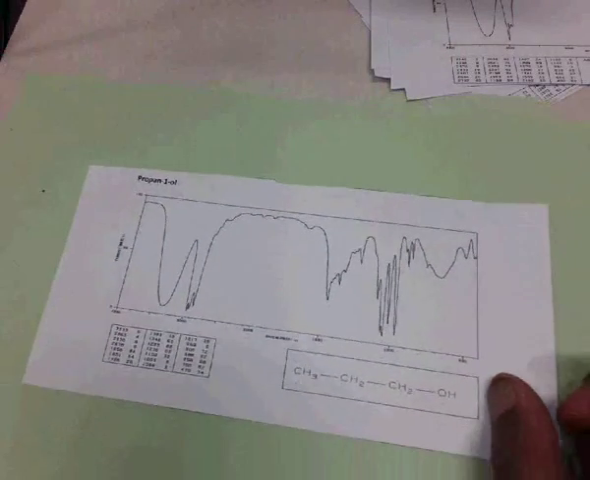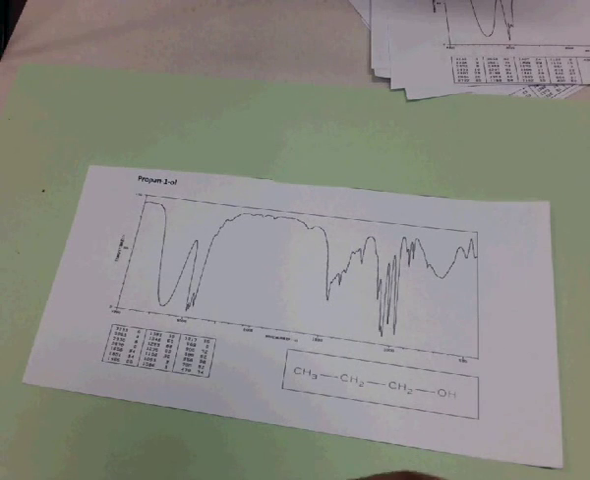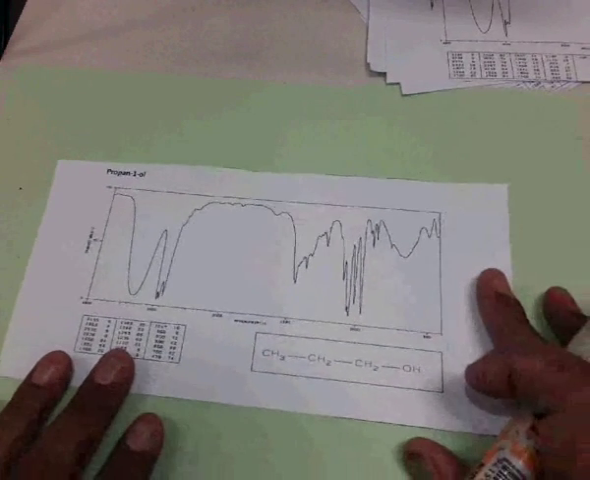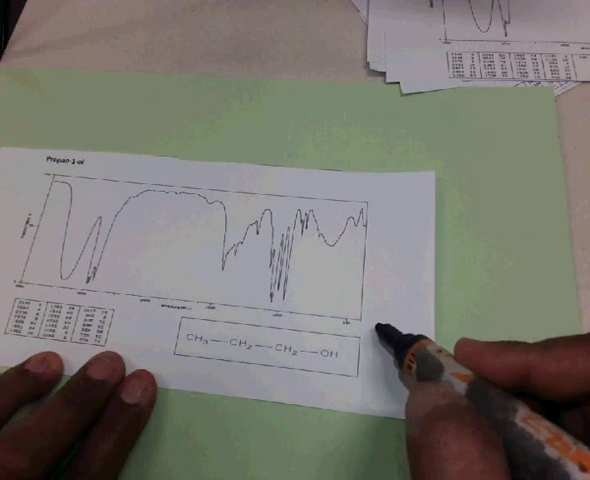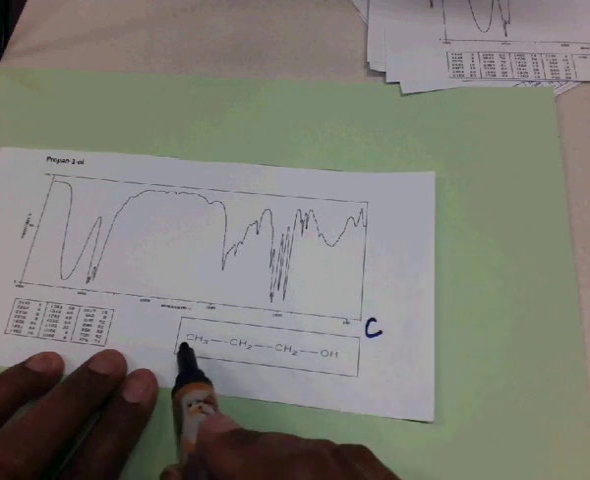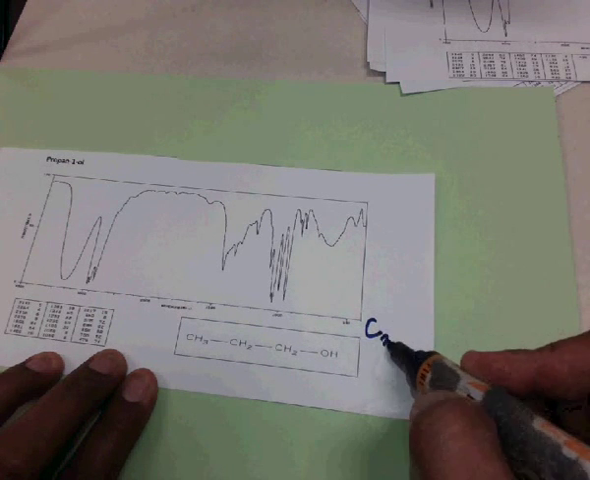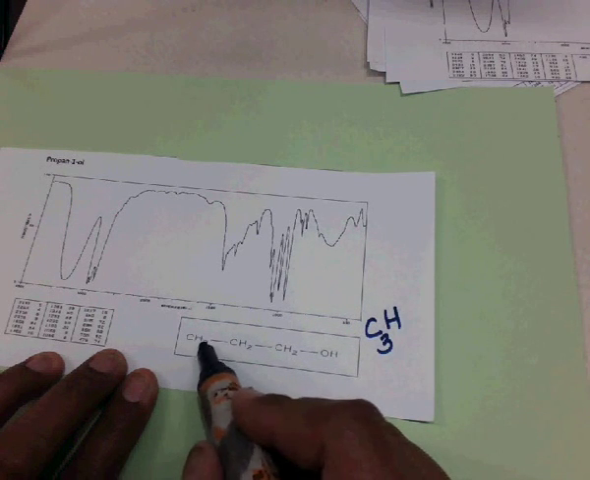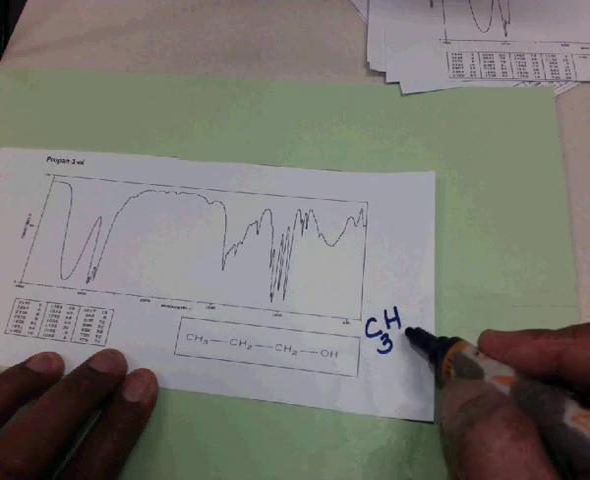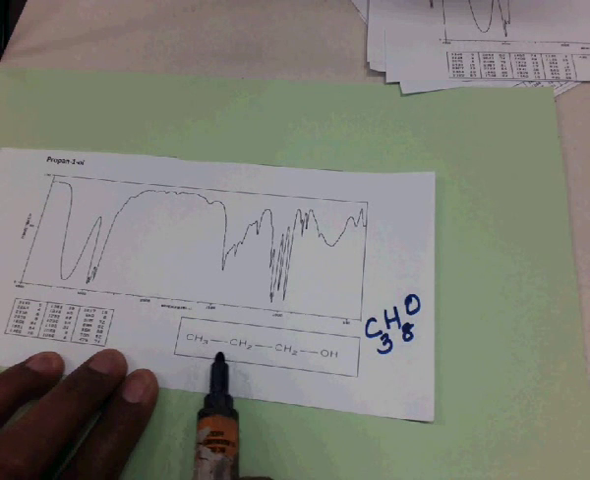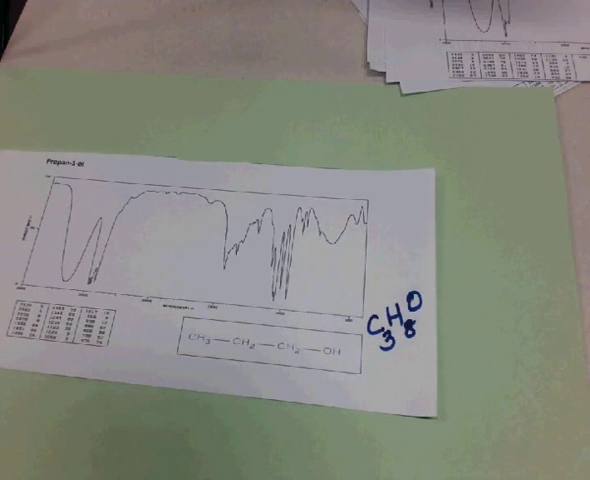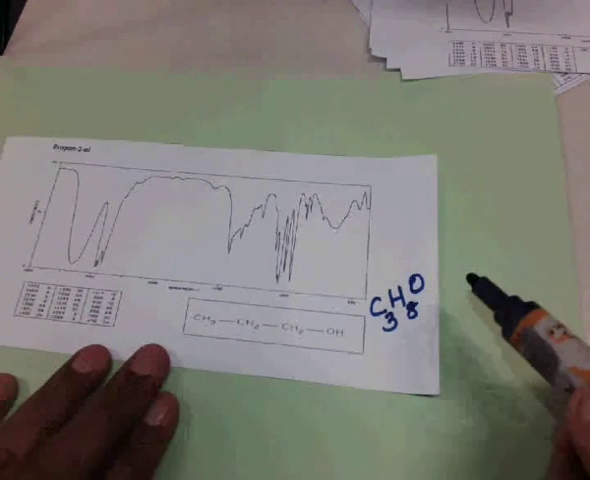We move on to the next one, which is propan-1-ol. Again, I would not know this. What I'd be given in the exam is just the molecular formula. So that's 1, 2, 3 carbons. How many hydrogens do we have? 1, 2, 3, 4, 5, 6, 7, and 8 hydrogens, and you have 1 oxygen. So 3 carbons, 8 hydrogens, and 1 oxygen.